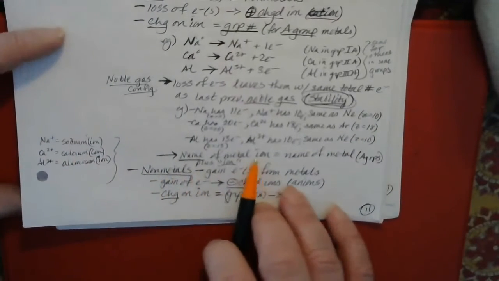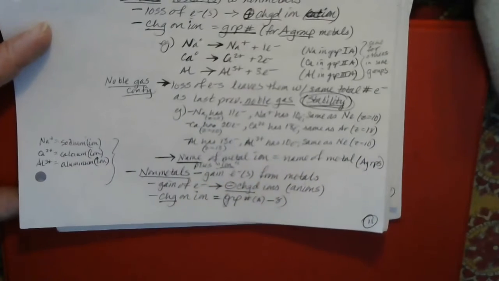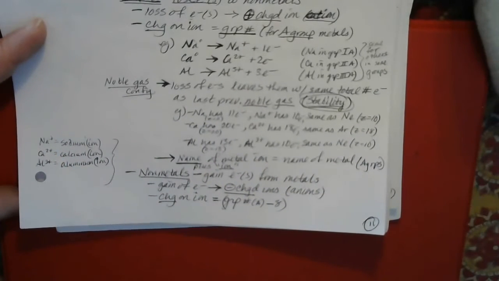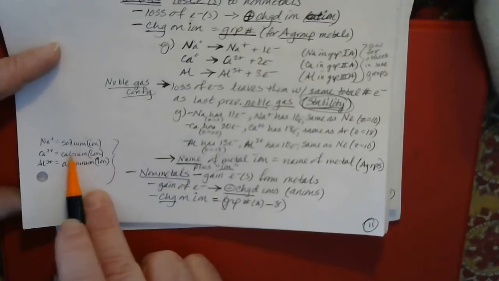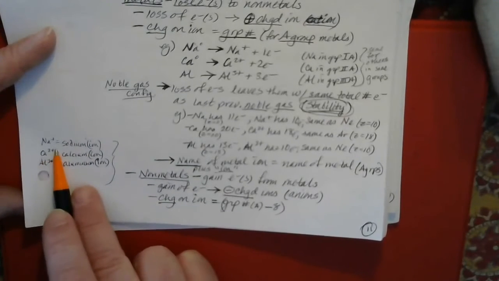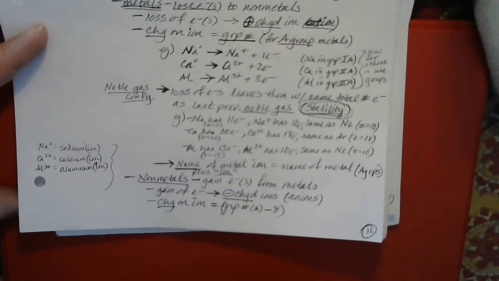All right. So the name of a metal ion is just the name of the metal plus the word ion. So Na+, you can call it Na+, or you can call it sodium ion. Calcium, you can call it calcium 2+ or calcium +2 if you prefer, but calcium ion is also okay.